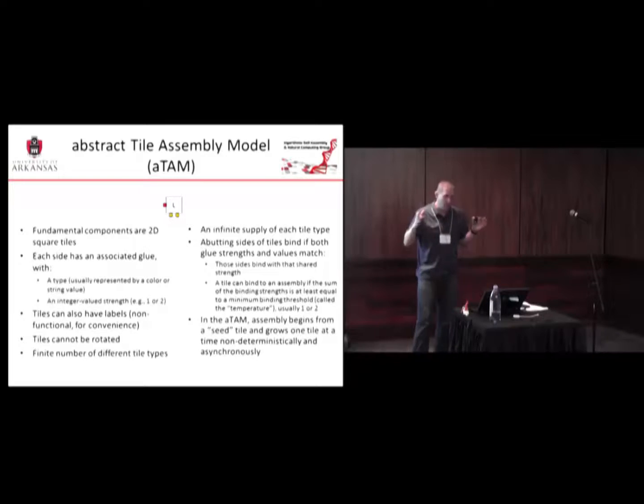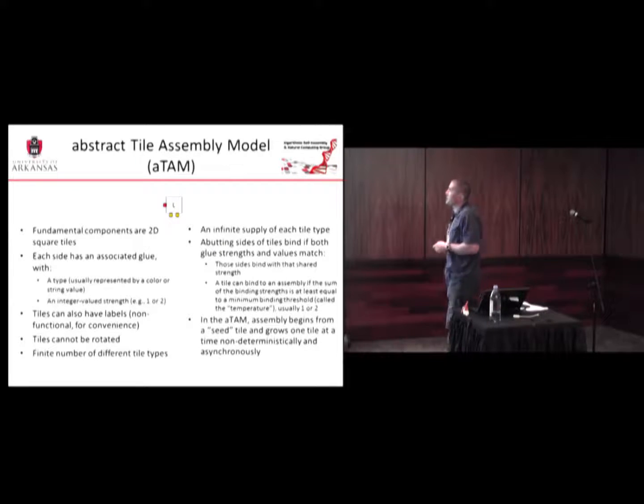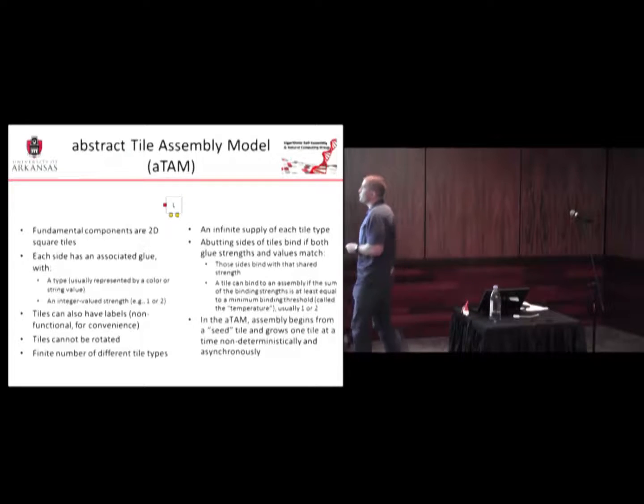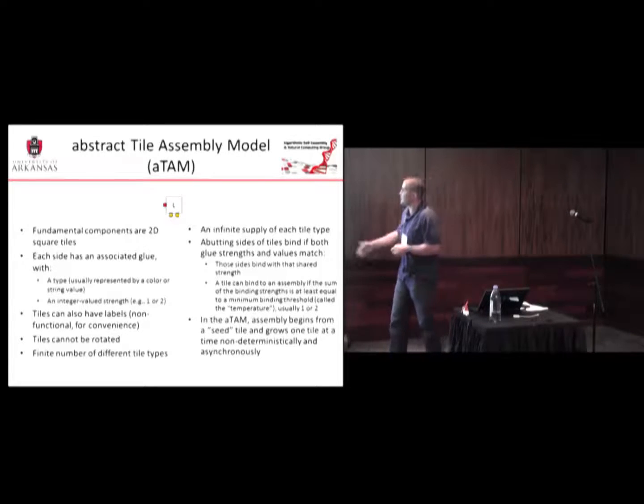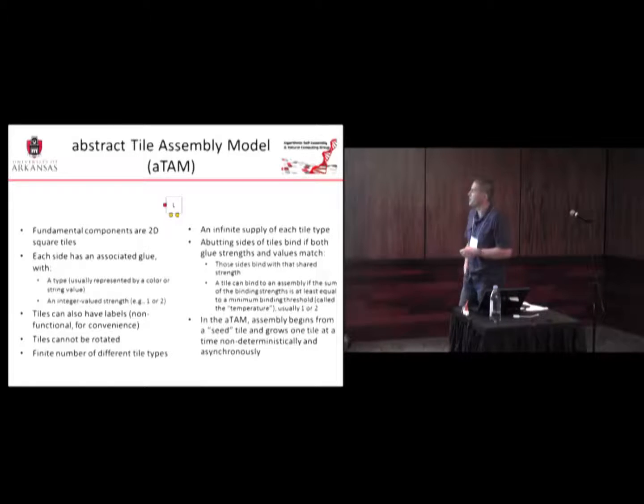And so we're abstracting away the thoughts of the underlying molecular system, and instead just coming up with an abstraction where we just think of the fundamental components being two-dimensional squares, and on the edges, what we have are what we call glues. Glues have two components. They have a strength, which is just an integer value, typically like 1 or 2, and then some type, and I'll represent that usually here in the talk by a color, and the number of tabs will represent the strength. Tiles, like this tile here, has a label L. That's not functional. It's just for convenience of notation.